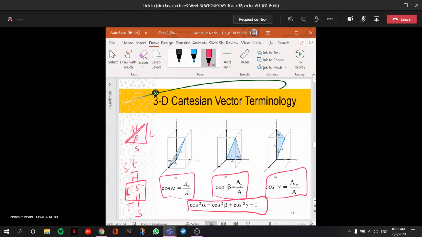Some questions may just give you alpha and beta, and you need to find gamma. So how? You can use this formula, or this formula if the value Ax is given and the magnitude is given. If not, you need to find the magnitude, you need to find the vector component Az, then you will get gamma. If you want to check whether the gamma value is correct or not, you should use this formula. It must be equal to 1.